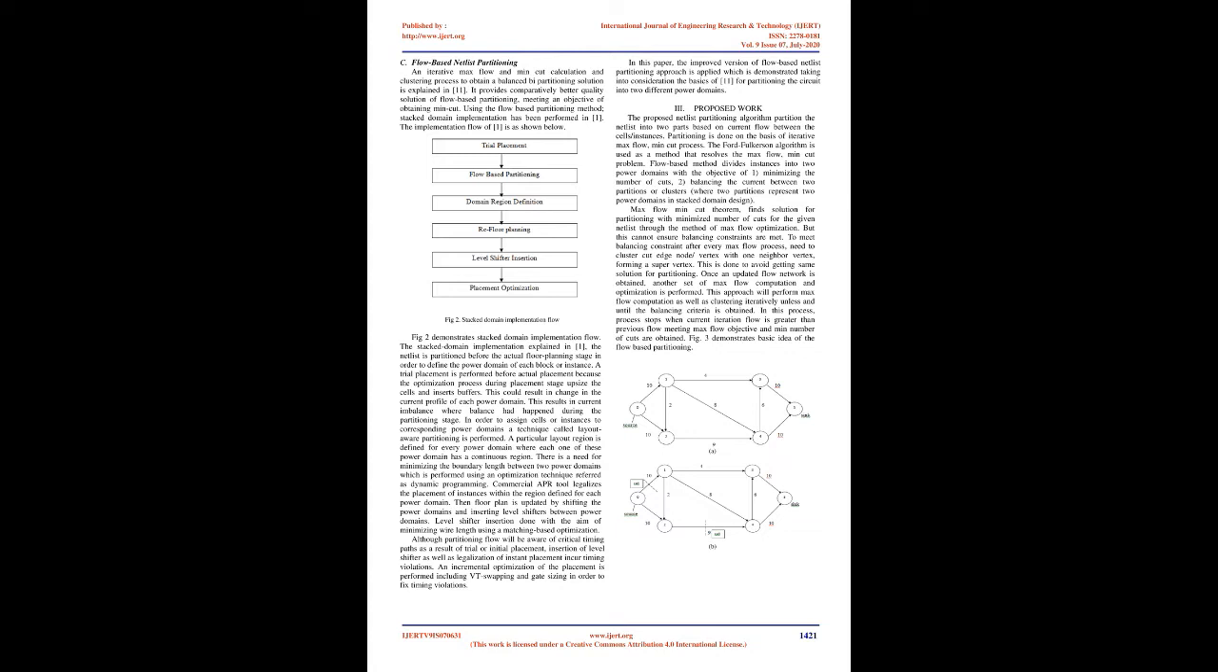B. Clustering-based netlist partitioning. A circuit clustering technique for minimizing the delay under general delay model is explained in [12]. The algorithm has 2 phases, labeling phase and clustering phase. Delay minimization is from PIs, primary inputs, to POs, primary outputs, where area constraints are taken into consideration. C. Flow-based netlist partitioning. An iterative max flow and min cut calculation and clustering process to obtain a balanced bi-partitioning solution is explained in [11].